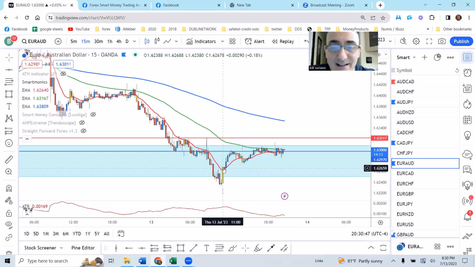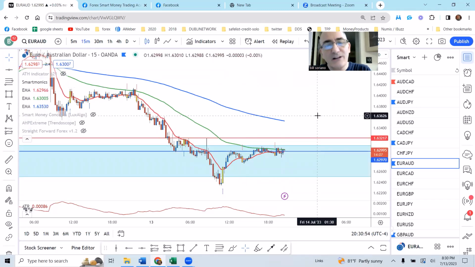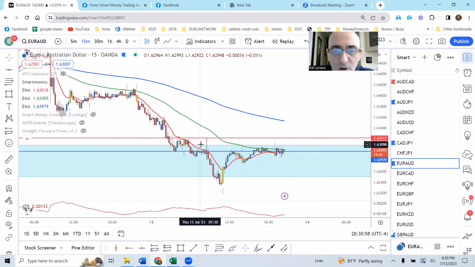We got a nice shift candle right here, which is just an extra confirmation for us. The price may start to move in our direction, but it's not enough for us to set a limit order. We need to get a choke up here.